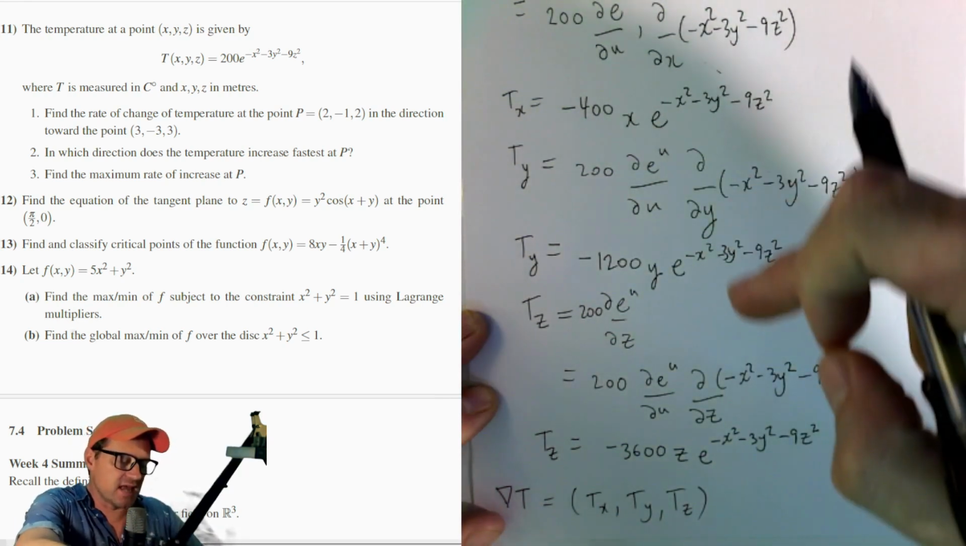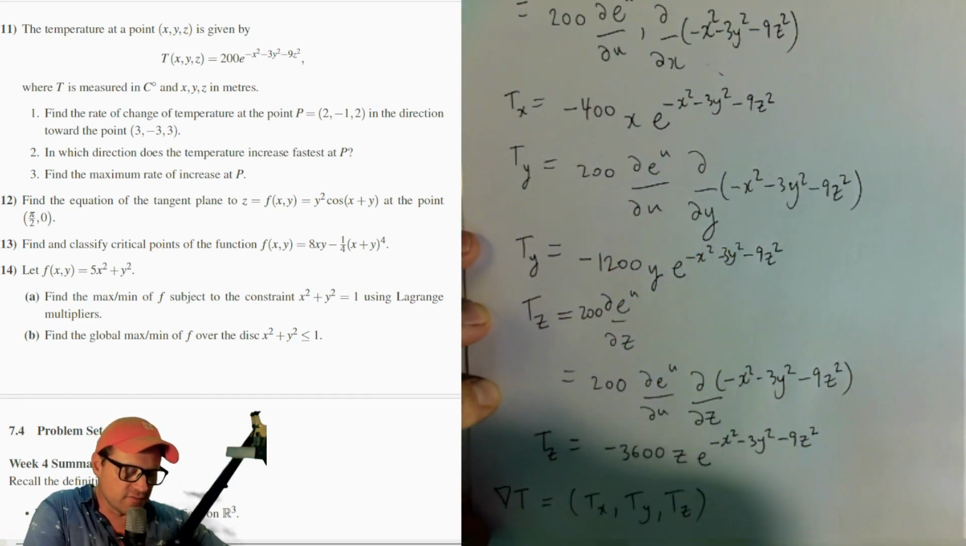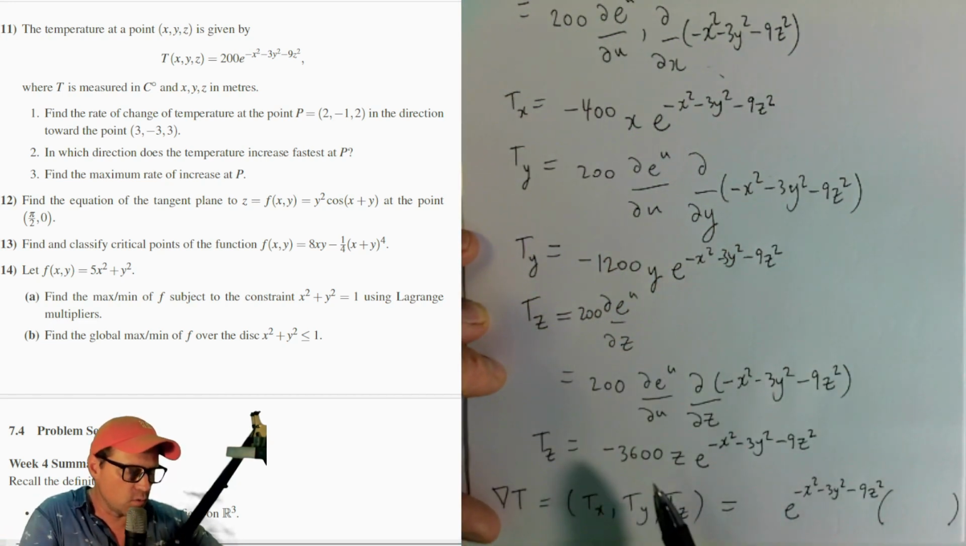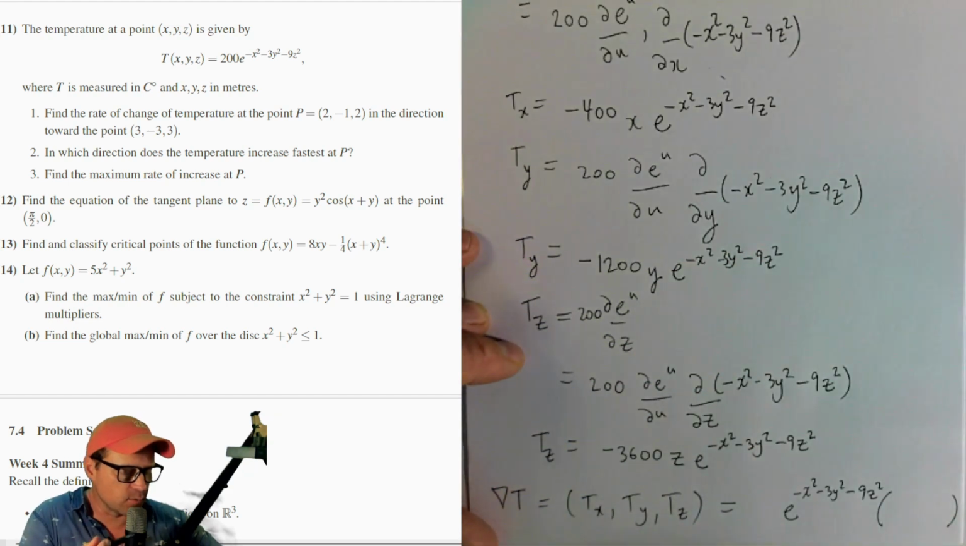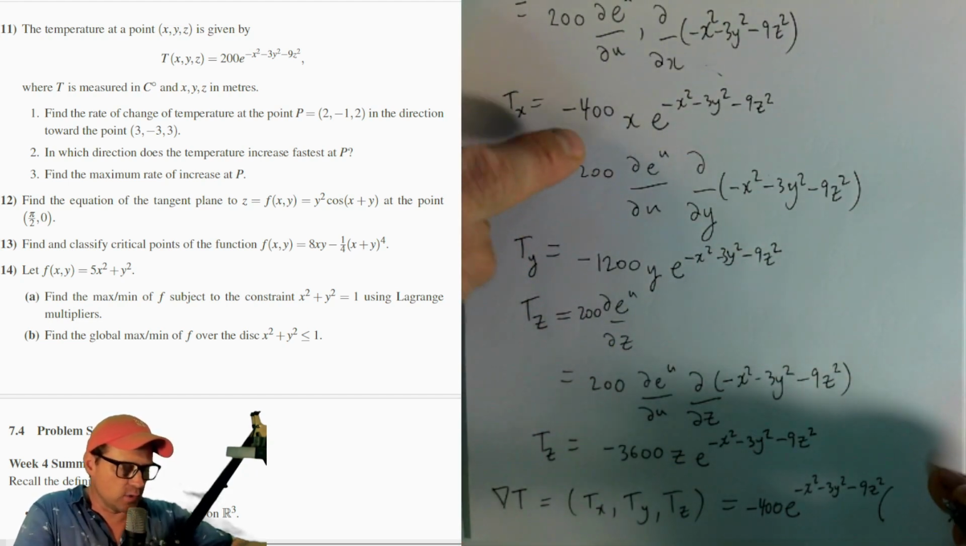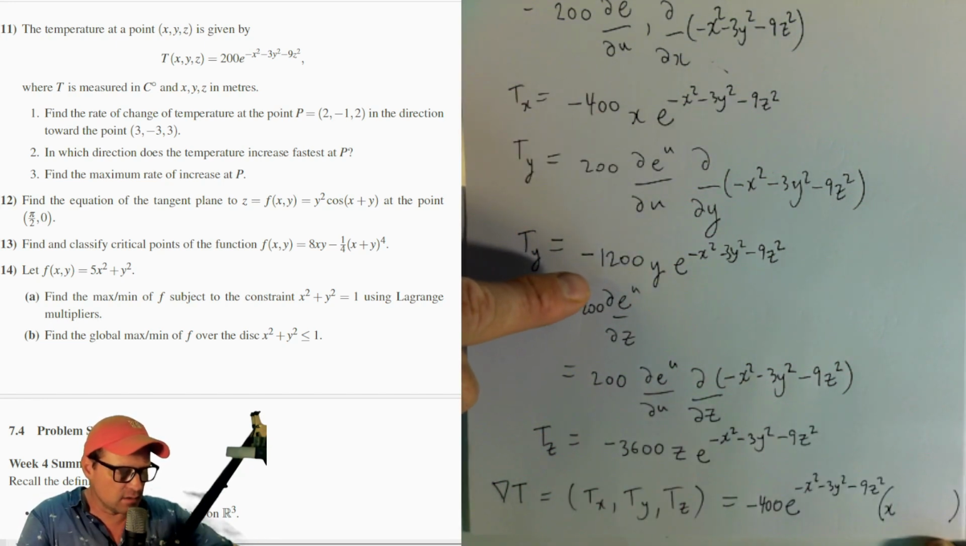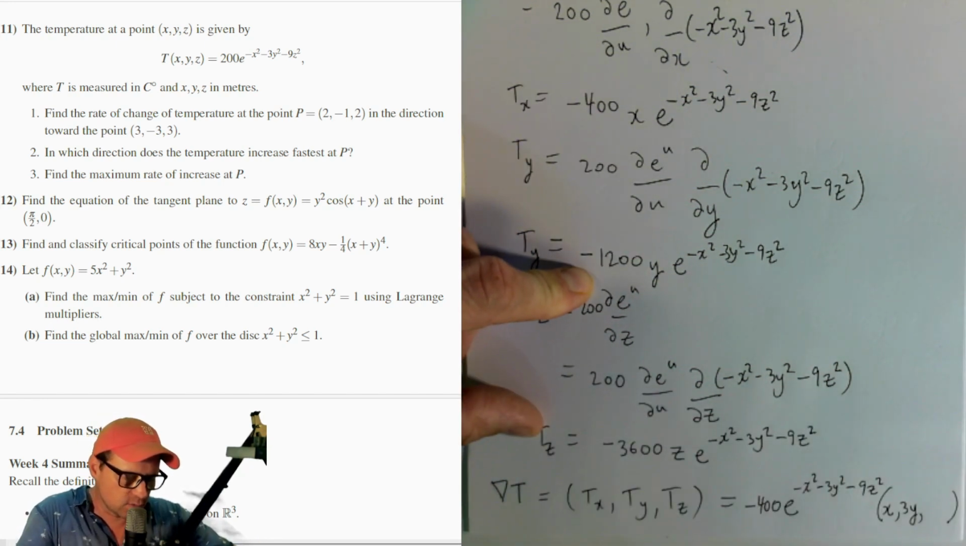Now each of these have e to the power of u in common, so let's pull that out in front. Okay, and so what else is common? Looks like we can pull out a minus 400 as well, and so that would leave here an x, it would leave a 3y, and then it would leave 9z.